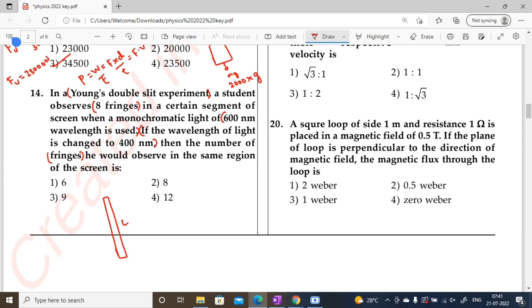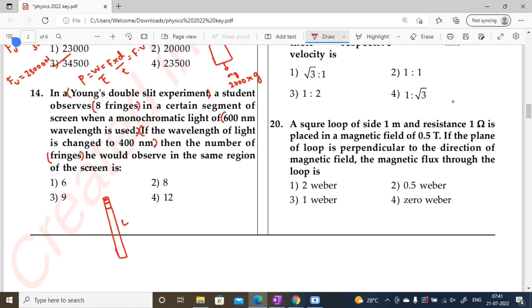Which means they're trying to say we have one bright fringe, one dark fringe, and again a bright fringe, dark fringe, bright fringe, dark fringe. We call these the fringes. This is a pattern which is formed in the case of Young's double-slit experiment.